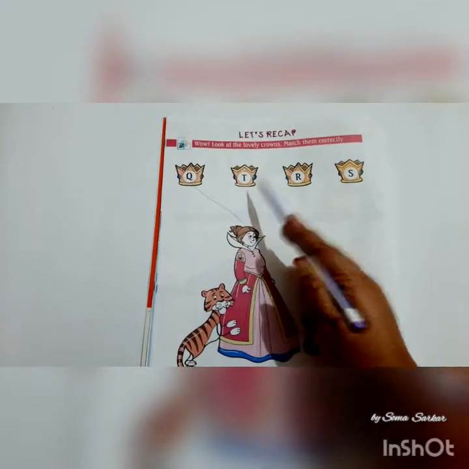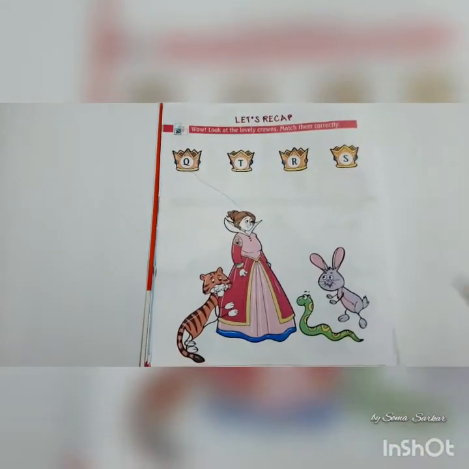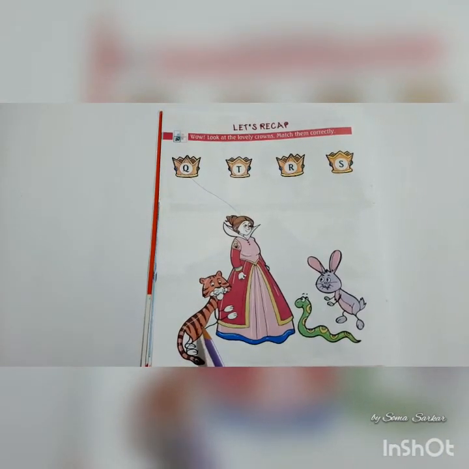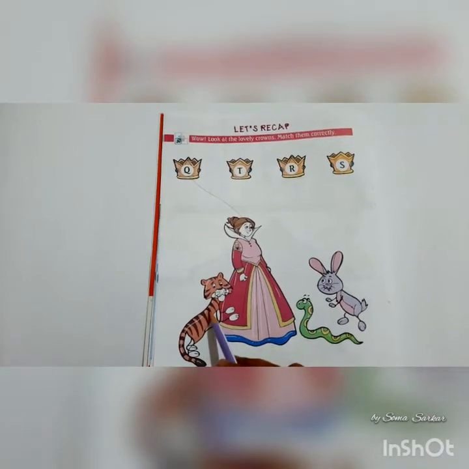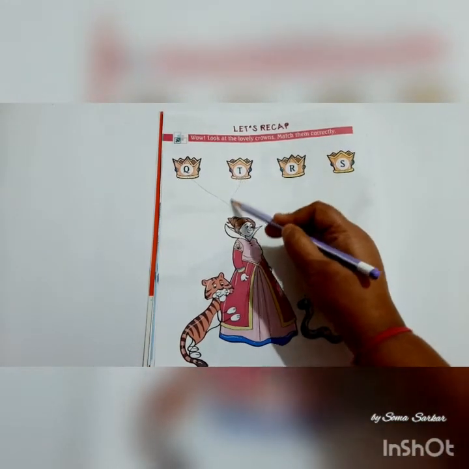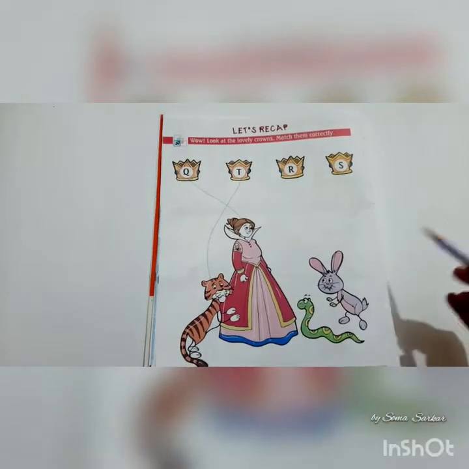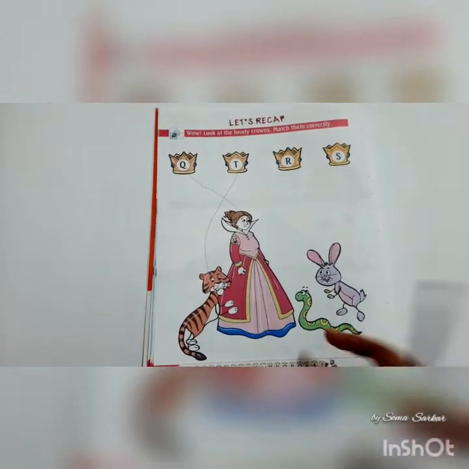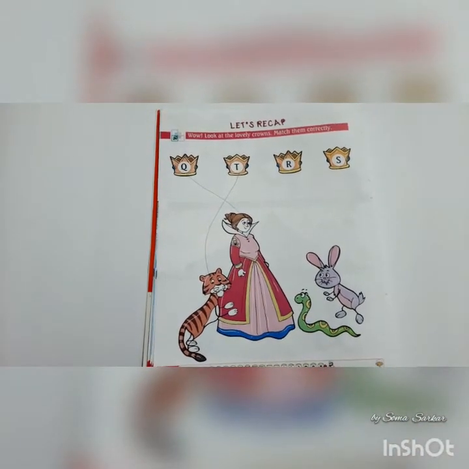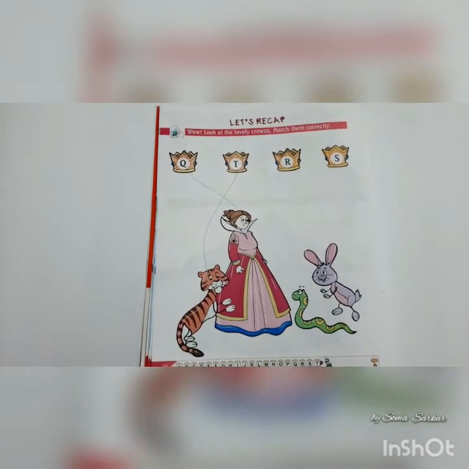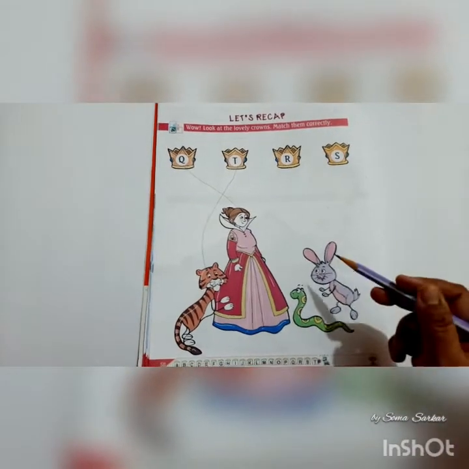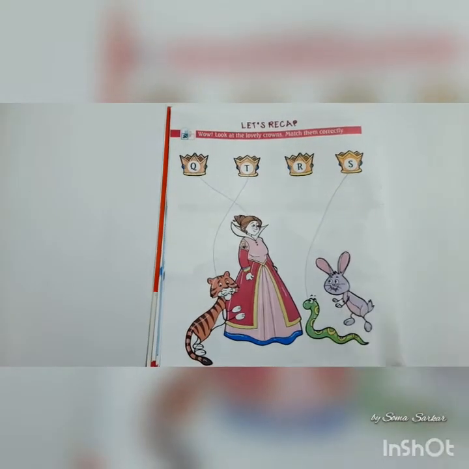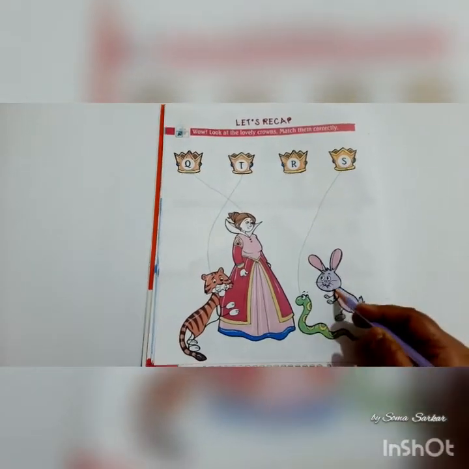Now this is T crown. And what is this? Yes, it's a tiger. So the tiger likes to wear the T crown. And tell me, what is this? Green color? Yes, it's a snake. S is for snake. So where is S? Yes, here. So match it. S is for snake.